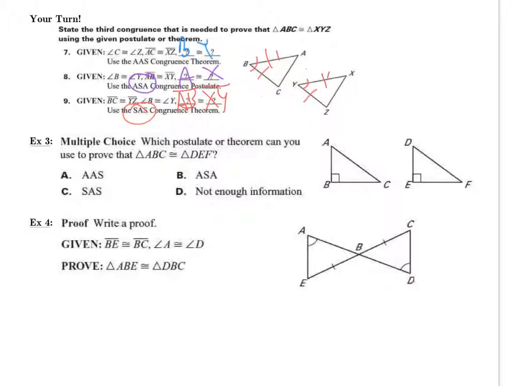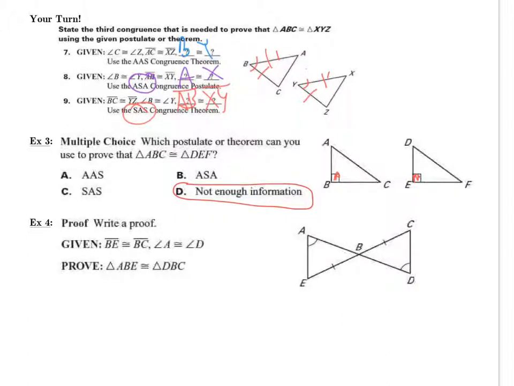Now looking at our multiple choice, which postulate or theorem can be used to prove that ABC is congruent to DEF? Well, I have a right angle here, which gives me a good clue that it's maybe HL. So, it doesn't have to be though, but it can be. I don't have anything else marked, no sides are marked, so I would have to say there's not enough information. The only thing they tell us is that it's a right angle.